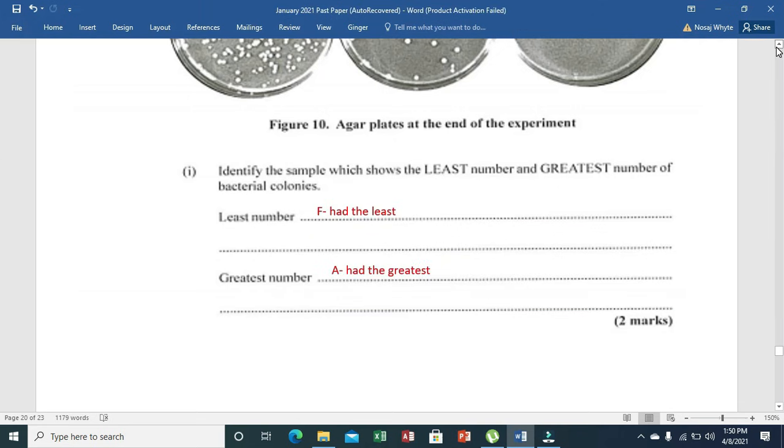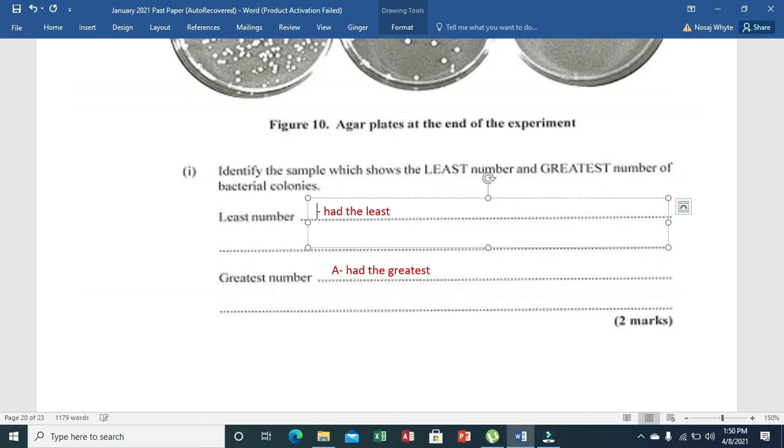largest number. Okay, I have something mixed up here. Just let me change that. Largest is going to be A. Oh, the least. Oh, I had it right. So the least number is of course going to be F. Let's look at F.